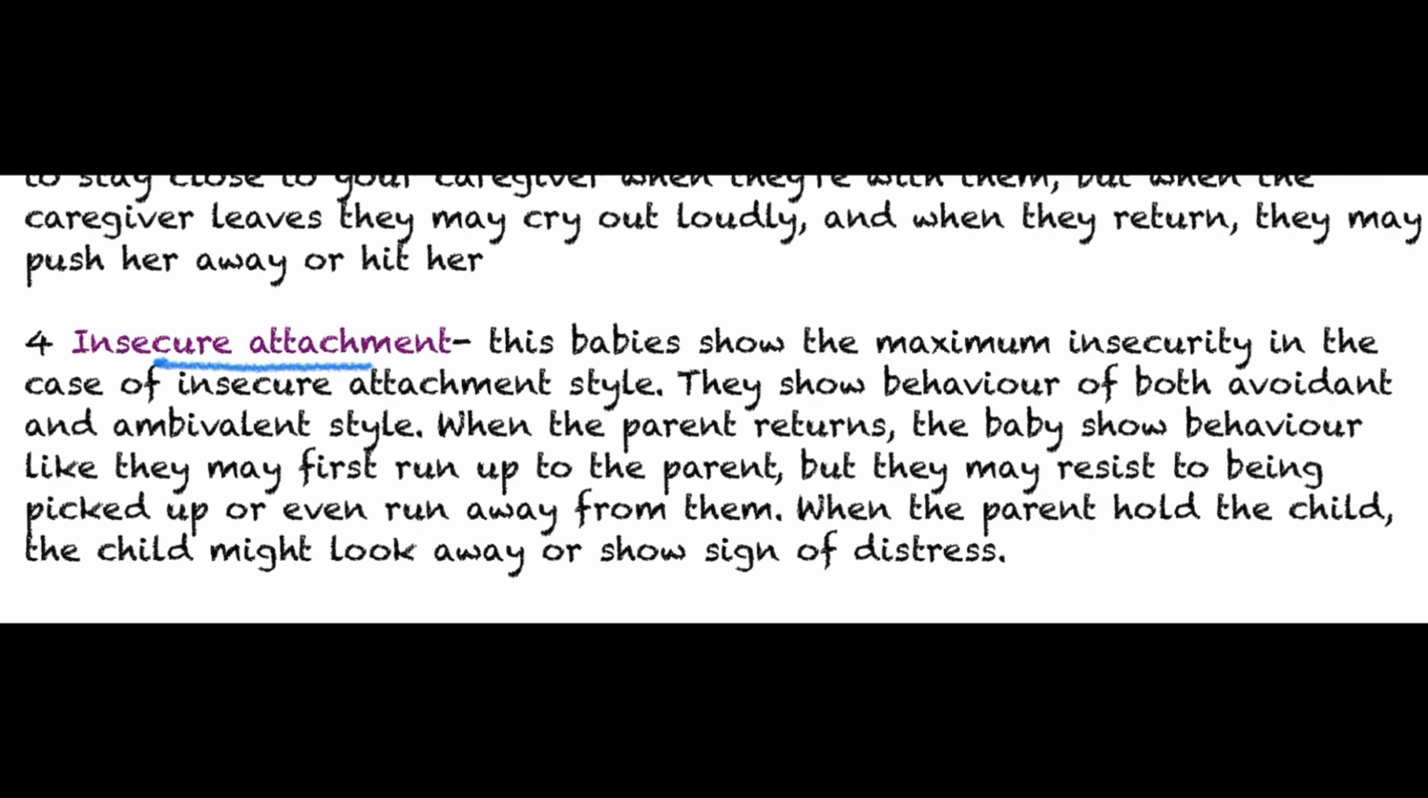When the parent returns, the baby may first run up to the parent, but then may resist being picked up or even run away from them. When the parents hold the child, the child might look away or show signs of distress. Like it shows a lack of clear attachment style, and the babies are nearly confused about what to do.